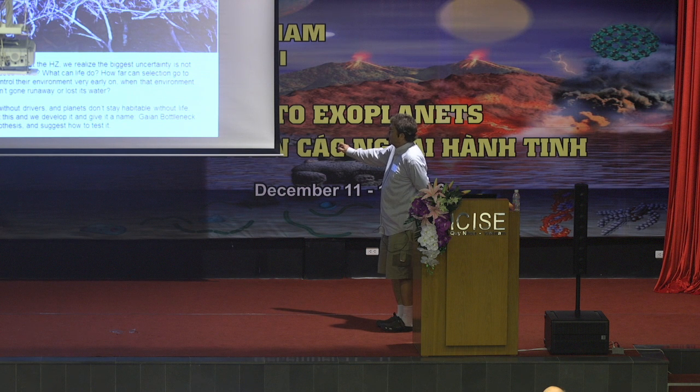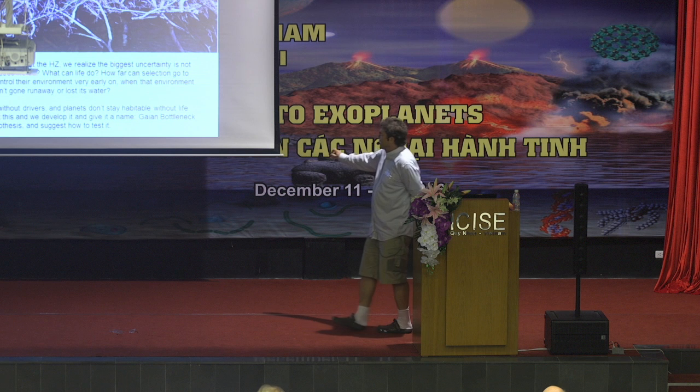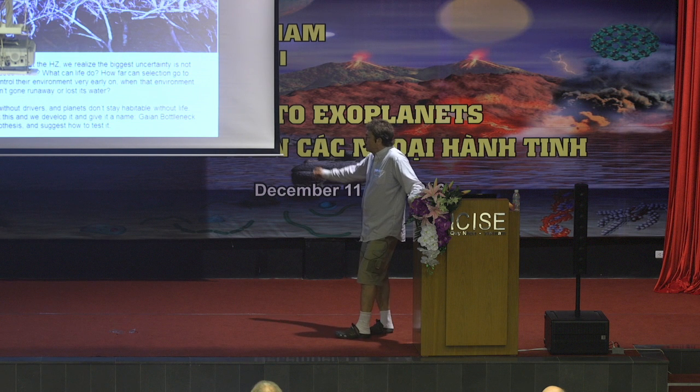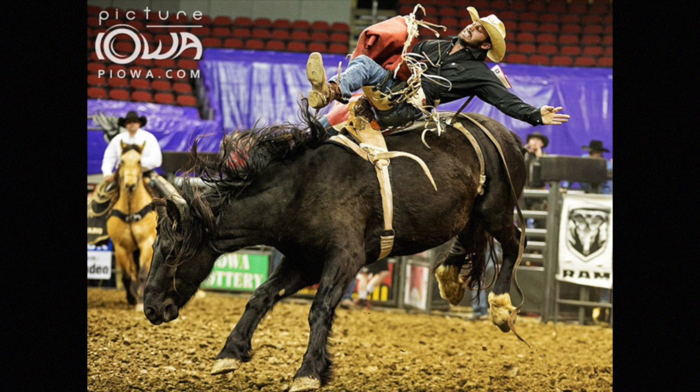What can life do? How far can selection go to produce life forms that can control their environments very early on, when that environment hasn't gone runaway or lost its water? Cars don't stay on roads without drivers. Planets don't stay habitable without life. That's the idea. Might be right. So here's a planet, here's some life trying to stay on it, and boom, it falls off. And this is the extinction, the default for planetary life in the universe.